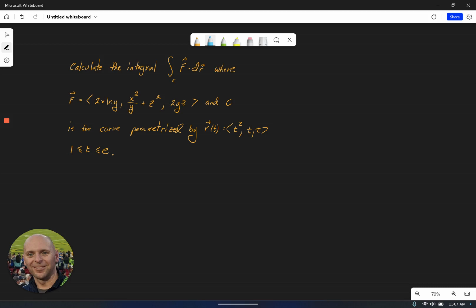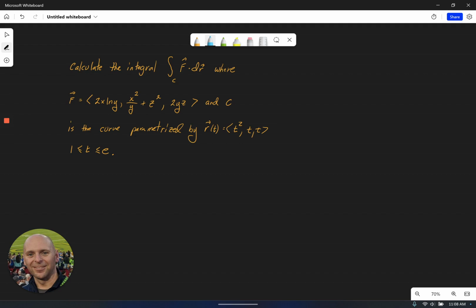This is going to be an example of computing an integral over a curve C of F dot dr. We can look at it directly as a computation of F dot dr, but what we're also going to do is look at this as an example of applying the fundamental theorem of line integrals. So let's start taking a look at this.